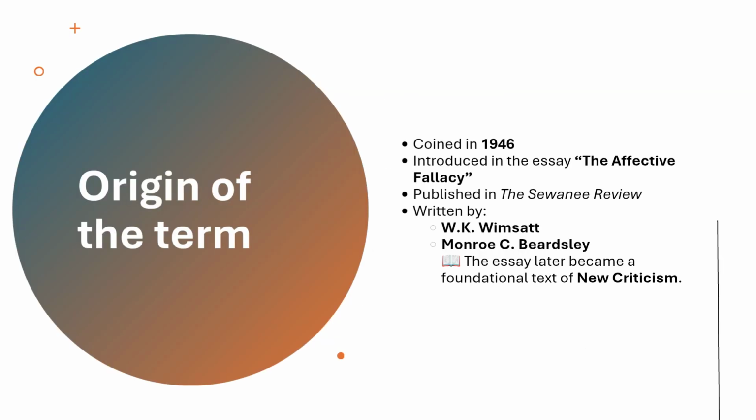Origin of the term. Now let us see where this term came from. The term affective fallacy was coined in 1946. It was introduced in an essay titled The Affective Fallacy. This essay was published in the journal The Sewanee Review. The authors were W.K. Wimsatt and M. C. Beardsley. This essay later became a foundation stone of New Criticism. Exam tip: if you're asked who coined affective fallacy, the answer is Wimsatt and Beardsley, 1946.